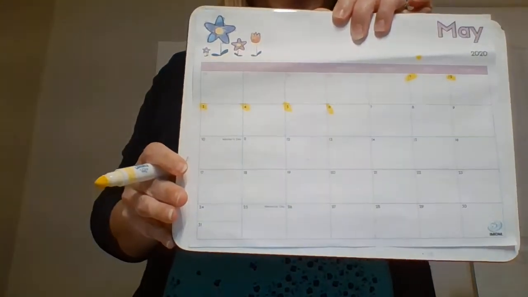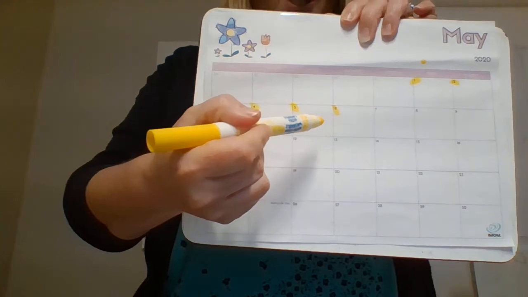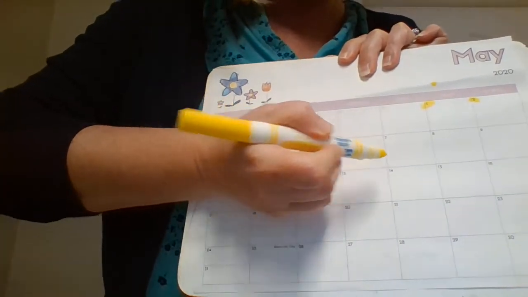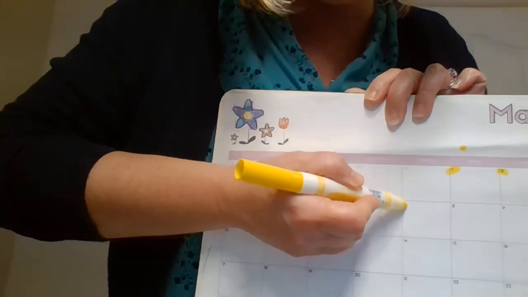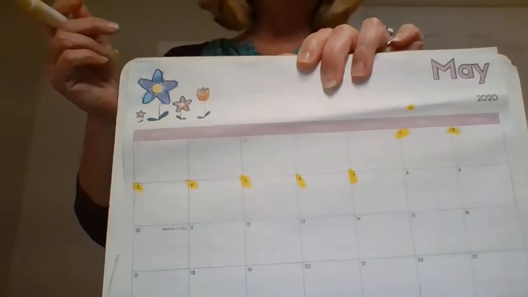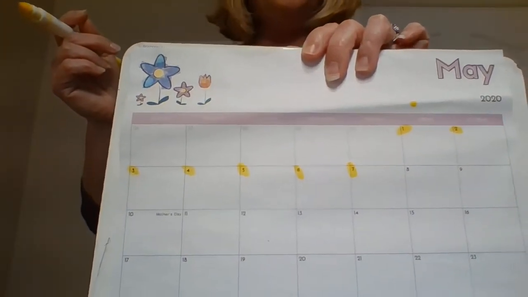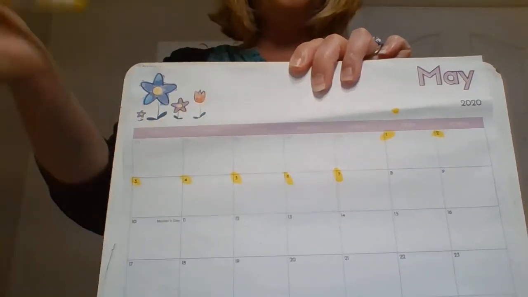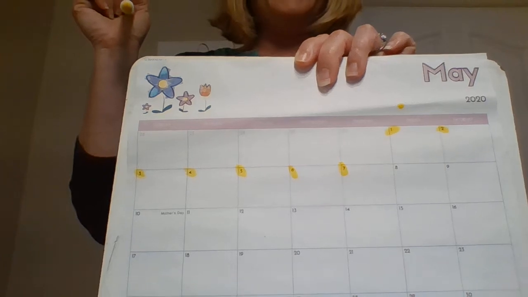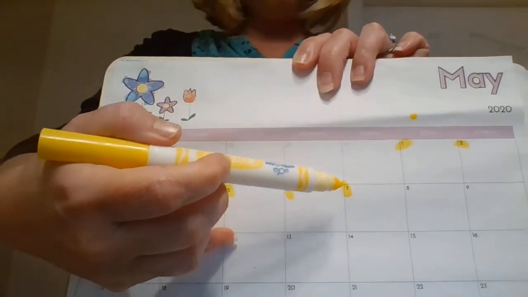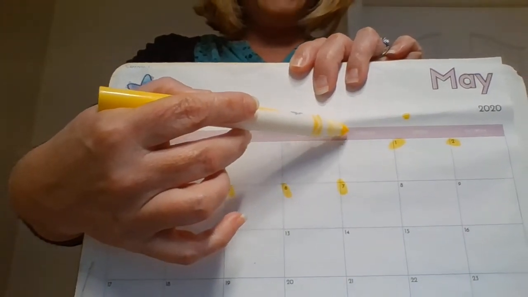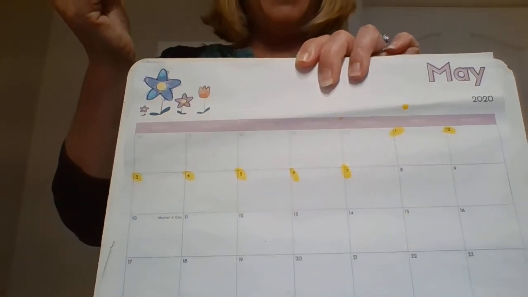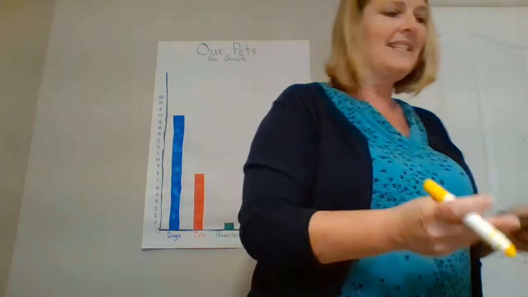Here's our calendar today. We see that yesterday we were on the 6th, so today we're going to move our clip over to the 7th. Good job. Let's do our today is statement. Today is May 7th, 2020. Excellent. And if we look above the 7th, we see that today is Thursday. Good job. Today is Thursday, May 7th, 2020.